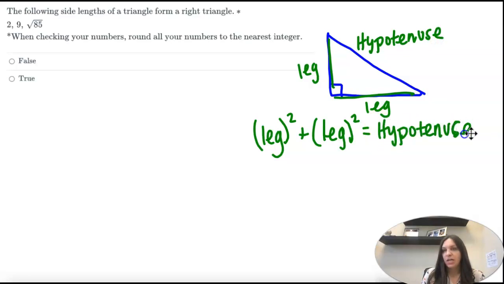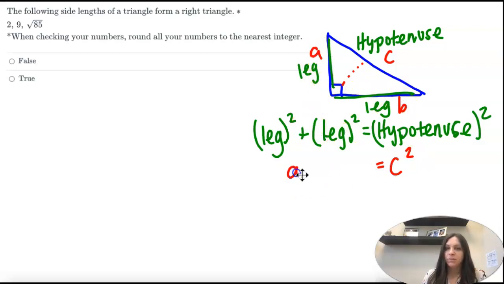Instead of writing that out over and over, we always call the hypotenuse C. The legs, it doesn't matter because we're adding. One is A, one is B. And that is the Pythagorean theorem. If this is true, then it's a right triangle. If it's false, it's not.